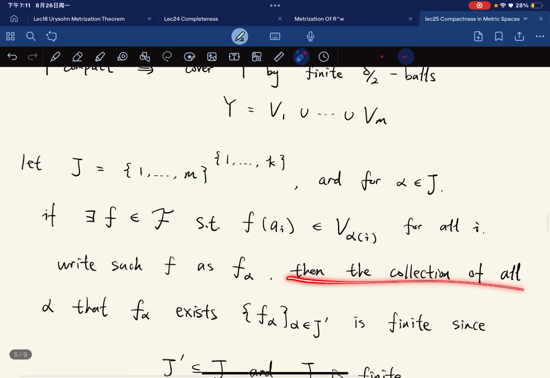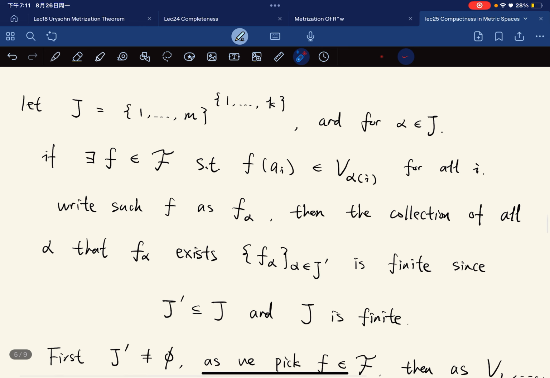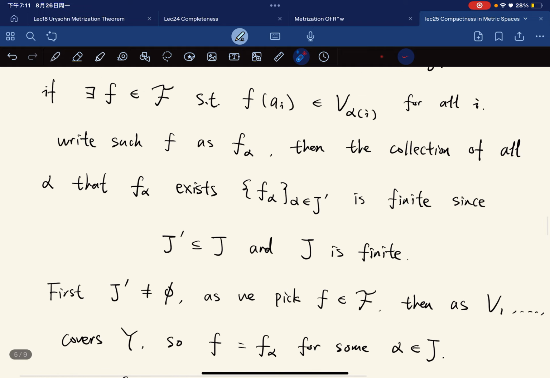Then the collection of all alpha such that f_alpha exists is finite. All such alpha that has an f that matches, we denote this subset of J as J prime. But J is finite, so J prime is also finite. So here what we have is really a finite collection in theory, right? But this collection makes sense because J prime is non-empty.